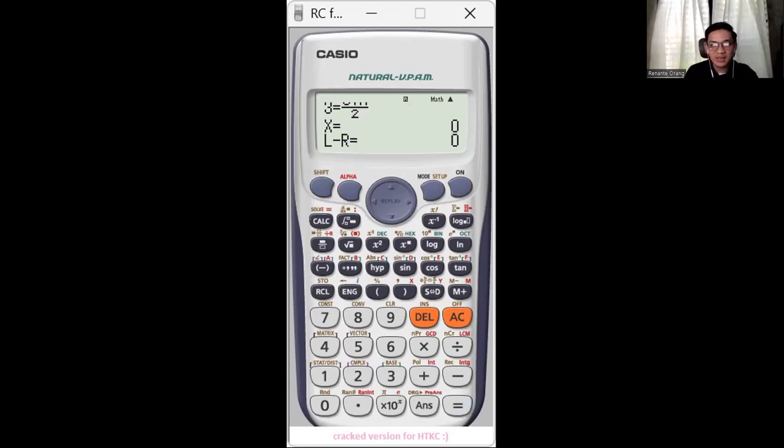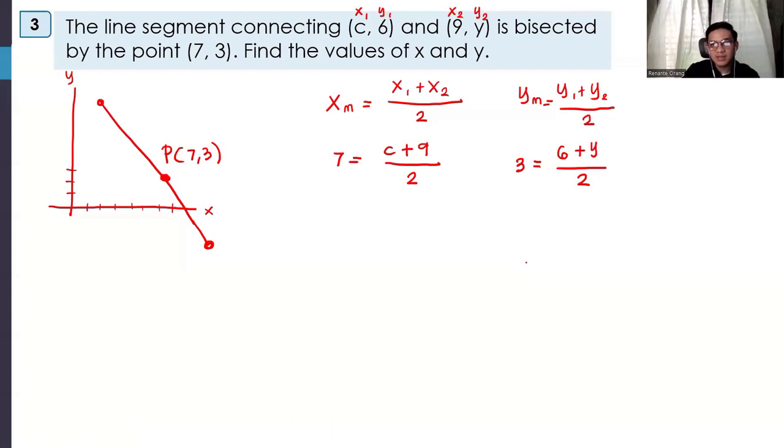So, class, our c is equivalent to 5 and our y is equivalent to 0. Therefore, our point 1 will be (5, 6), and for the second point, we have our point 2, which is (9, 0).